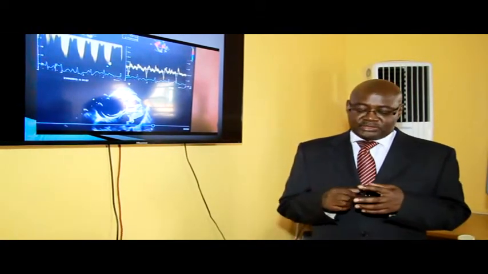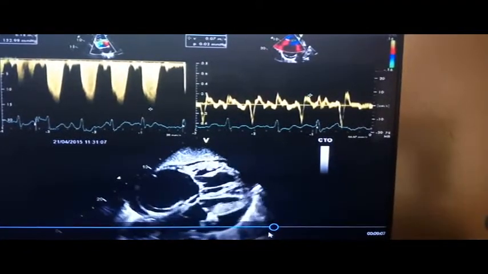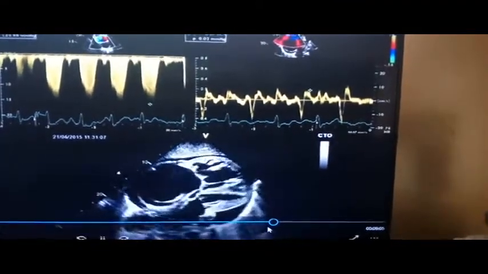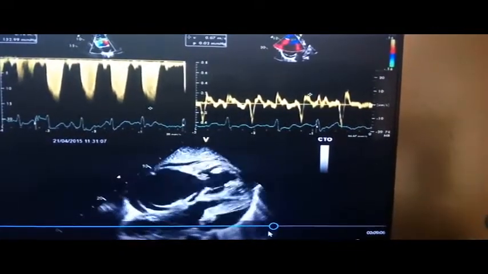That means trickling back of the blood once the chambers contract. But in this case, it is exaggerated. So that one can give us a good measure of the pressure between the right ventricle and right atrium. So we can see that in this case, it is actually high. It is more than 5 meters per second. So when we use our Bernoulli equation, which says that 4 multiplied by velocity squared will give us the pressure gradient between the two chambers, the right ventricle and the right atrium.